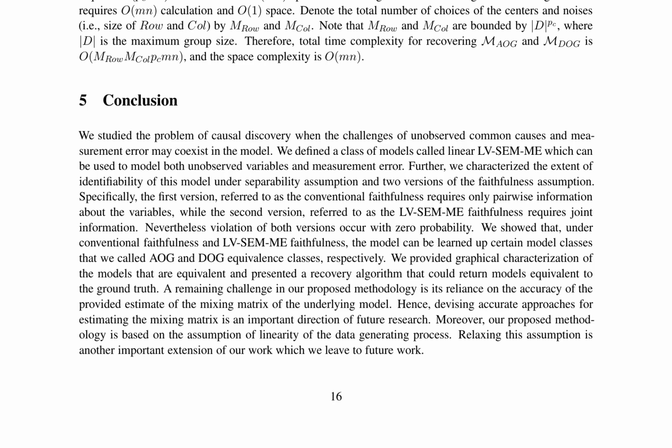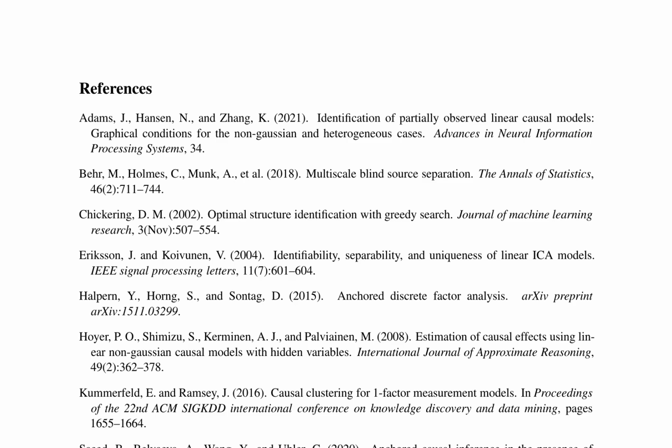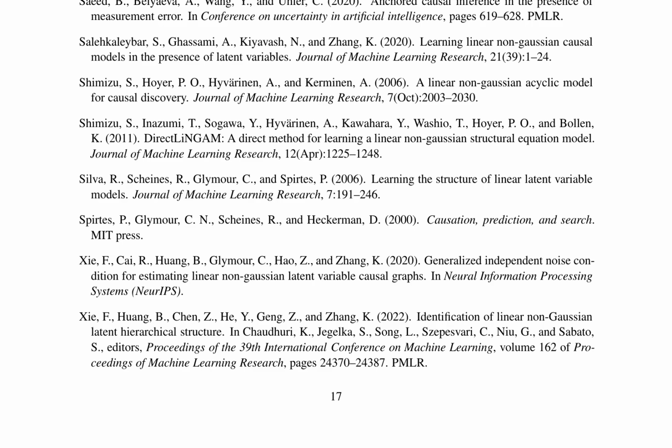This section of the research paper presents a comprehensive review of various studies and methodologies related to linear non-Gaussian causal models, particularly focusing on the identification and estimation of these models in the presence of latent variables and measurement error. The authors discuss several key concepts, such as the linear non-Gaussian acyclic model, LiNGAM, which is a widely used framework for causal discovery. The paper highlights the importance of considering latent variables and measurement error in causal modeling, as these factors can significantly impact the accuracy of inferred causal relationships.